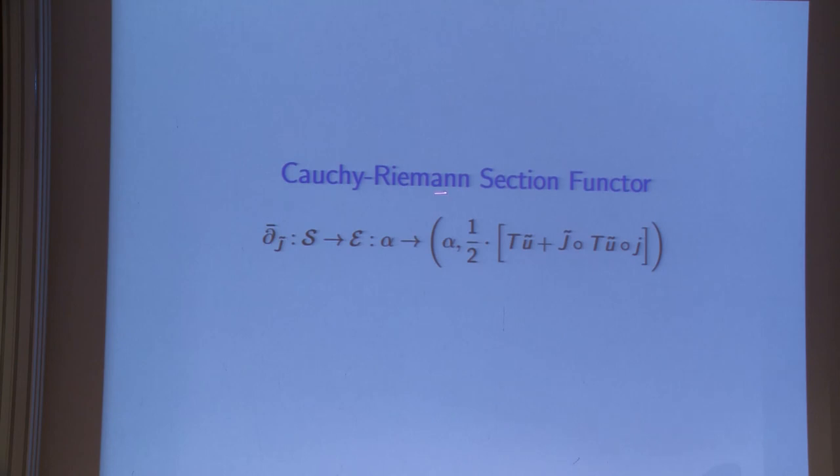And then there's a functor. Namely, if alpha is given, which consists of the different buildings, for each map on each building you just apply the Cauchy-Riemann operator. So that's a functor.